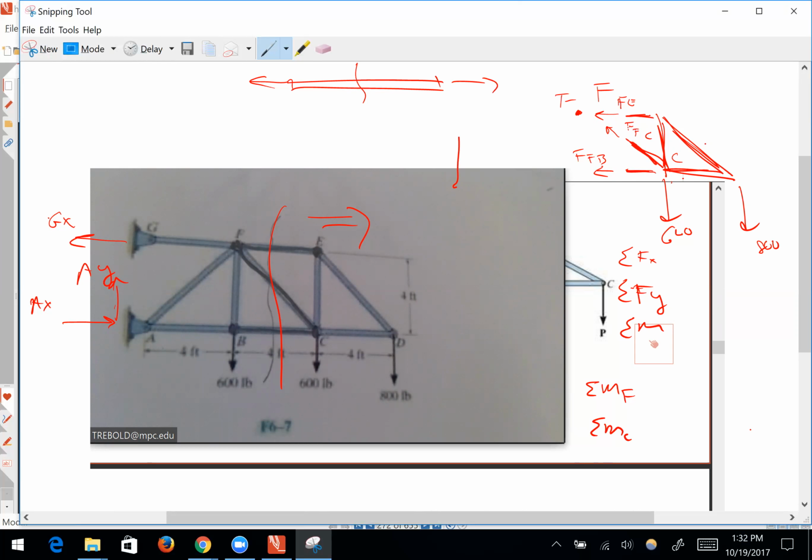The external force, FFE, and the 800-pound force. It's trivial. It's a lot easier than doing anything else, right? And then the third force you can only get by doing a sum of FX or sum of FY. When you get the other 2, it's pretty easy to find. That's basically it.